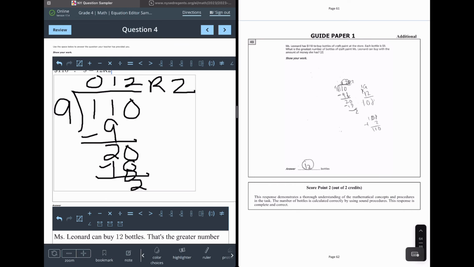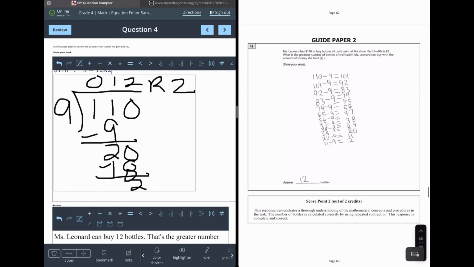So let's look at what some other kids did. This kid showed their long division and then checked their work. That's fine. This kid went from 110 and just kept subtracting again and again. Let's see if he counted 1, 2, 3, 4, 5, 6, 7, 8, 9, 10, 11, 12. So he did it 12 times. So I get where it came from. I would have liked to have seen that a little bit more clearly so that I can see that he did it 12 bottles.